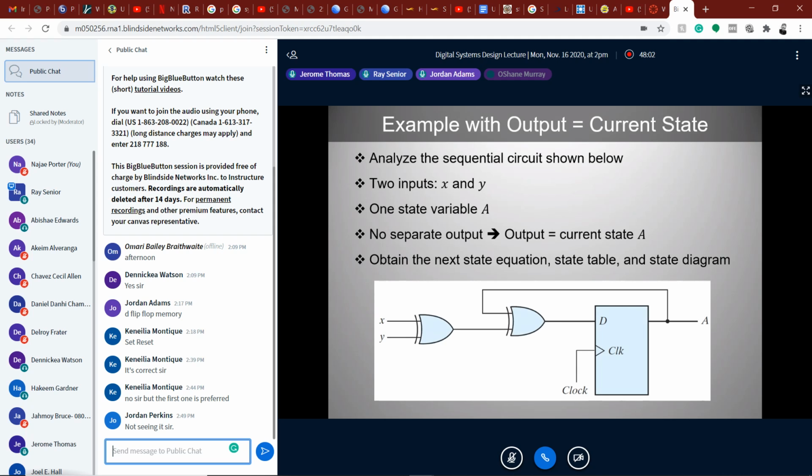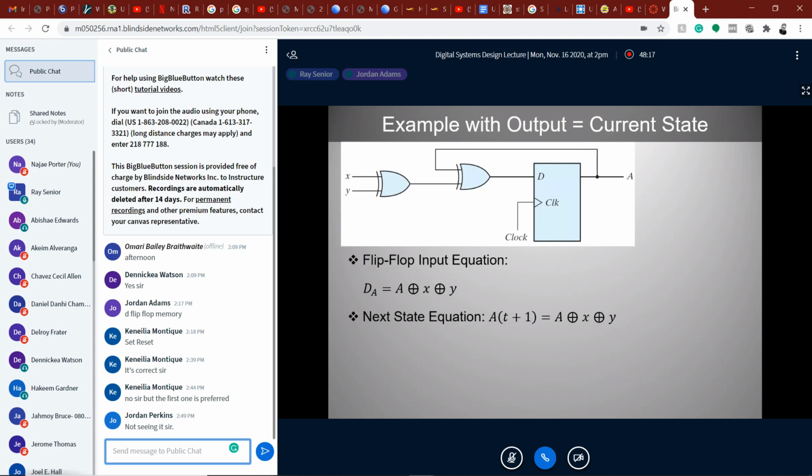Okay, so it's really just a 3-input XOR gate. That is basically what the next state equation is. And yes, it is. So the next state is A XOR X XOR Y. So it's the exclusive OR of the present state together with the two inputs, and that will give you your next state.